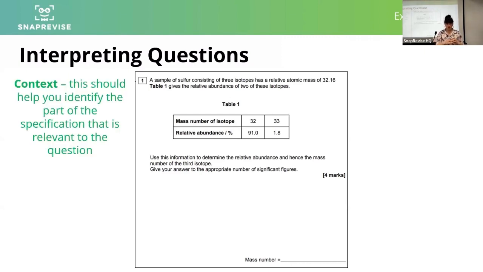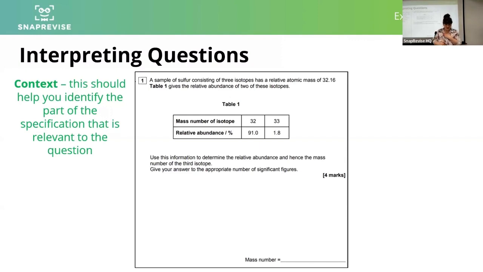The first thing is the context. That's usually the first thing that I look for when I come across an exam question. I say, right, what part of the specification is this relevant to? What topic, what chapter, however you've set out your revision or however you've learnt your content, what am I relating this to?